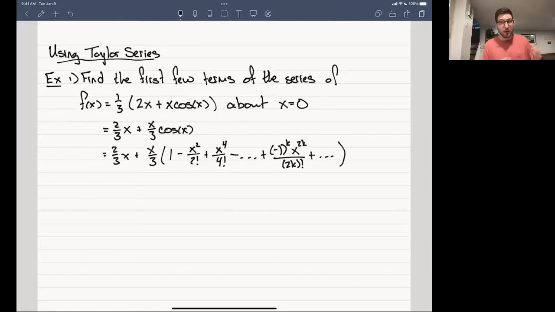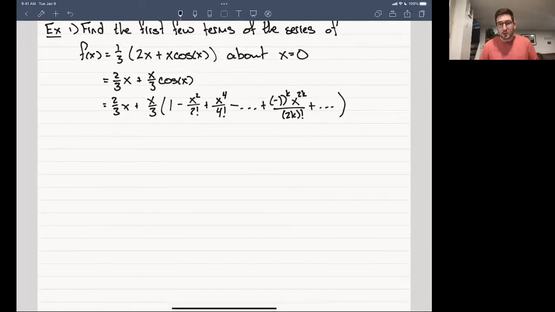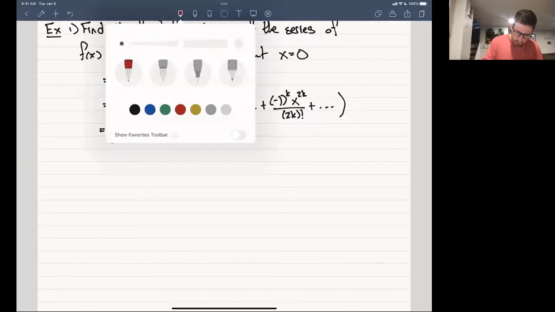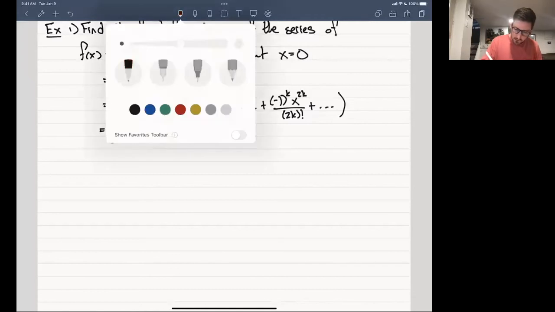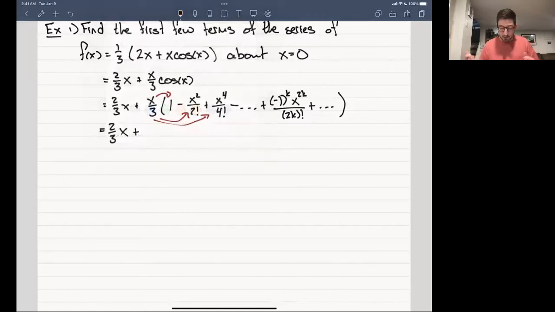It keeps going, right? We're not asking for the approximation. We're not asking for the polynomial. We're asking for the specific Taylor series. And let's expand on a few terms here. Let's take a look at what we can get. 2 over 3x plus, now let's distribute my x over 3 into every single term here. And I can do that.